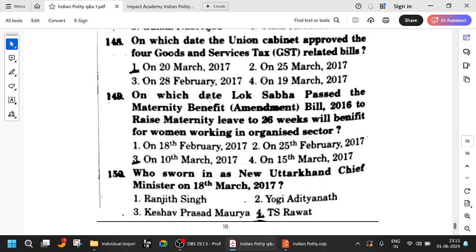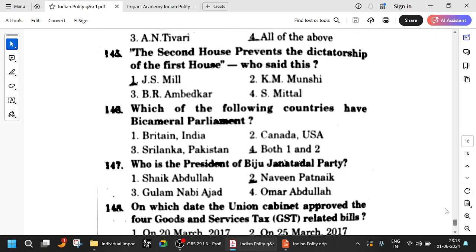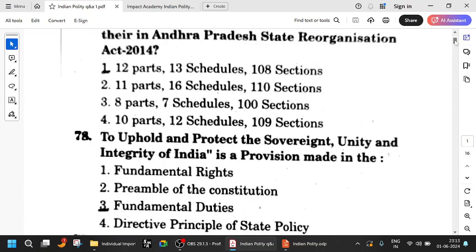On which date did Lok Sabha pass the Maternity Benefit Bill 2016 to raise maternity leave to 26 weeks? Who was sworn in as the new Uttarakhand Chief Minister? T.S. Rawat. This is in 2017, this particular paper. Currently we can see who is the Uttarakhand Chief Minister. Okay, fine, so that is about this paper. Thank you.